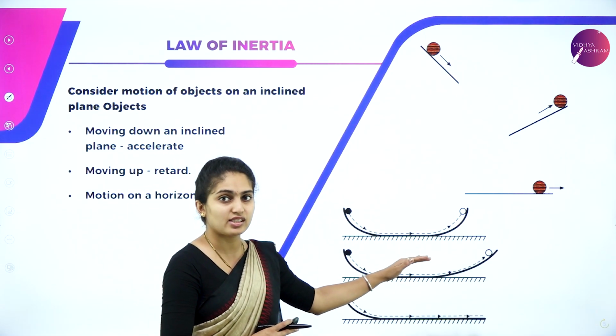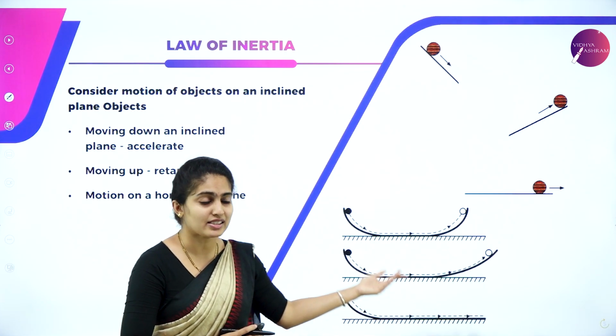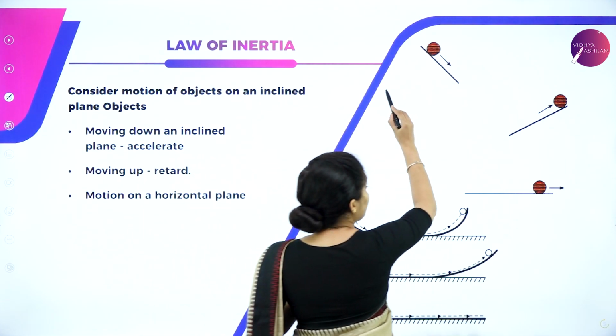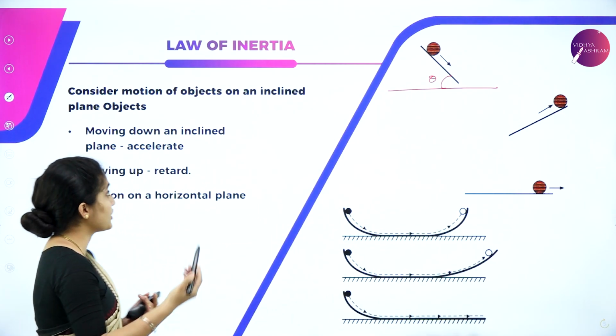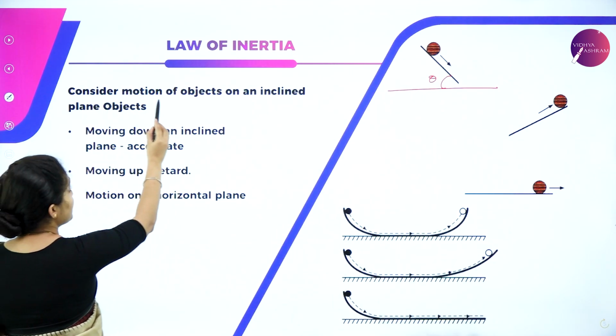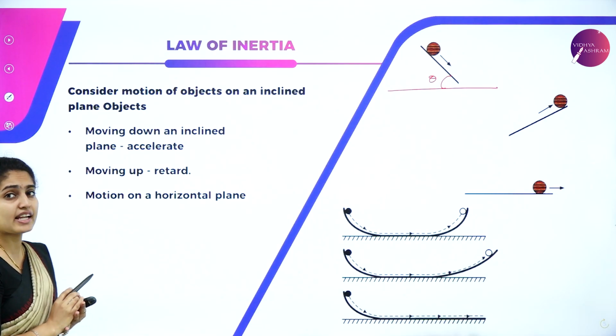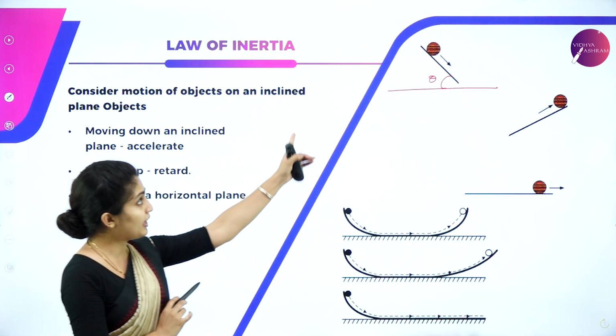Here both the sides are inclined. Inclination means raising from the ground level to a certain angle theta. Okay, that is called inclination. So you can see, consider the motion of an object on an inclined plane.